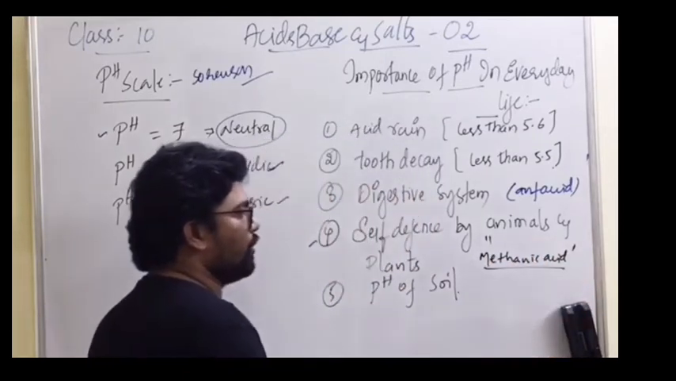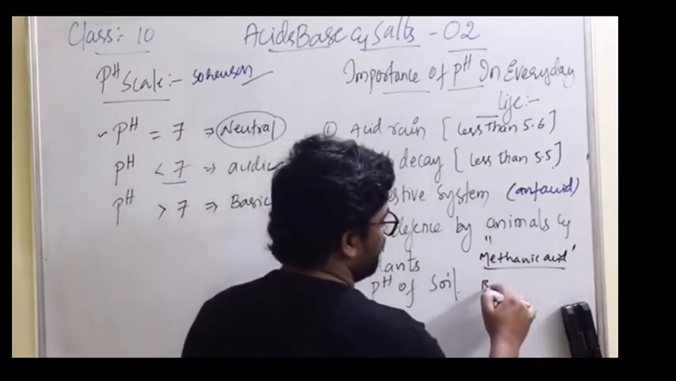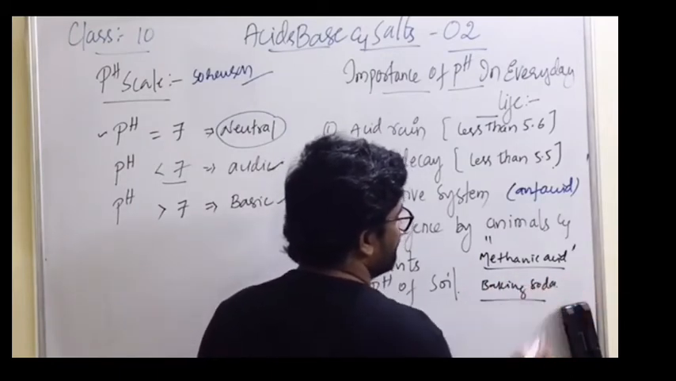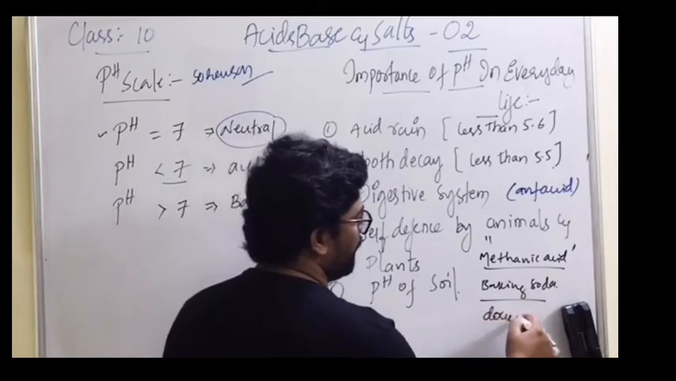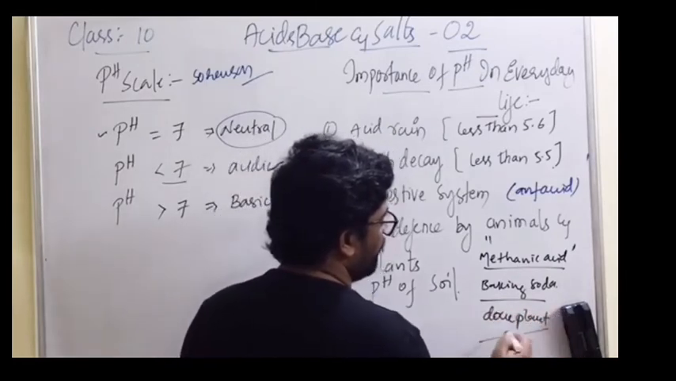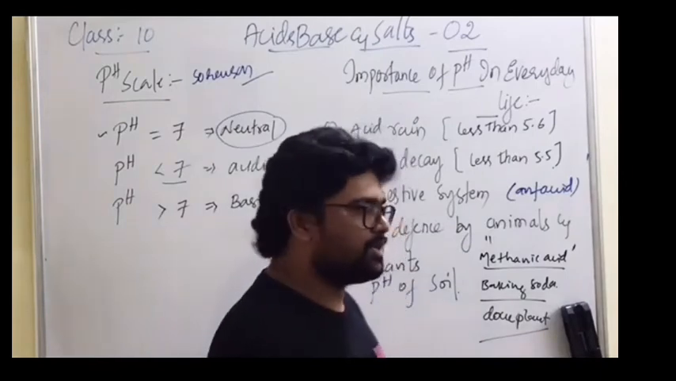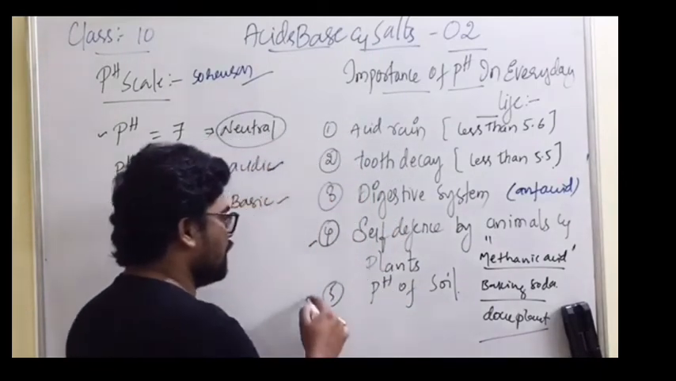So how do we get rid of this? By using baking soda, or by using the juice of a dock plant, we can get rid of the honeybee sting. Okay, is it clear?